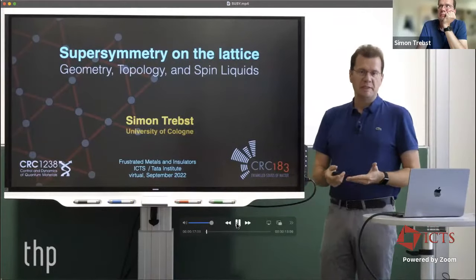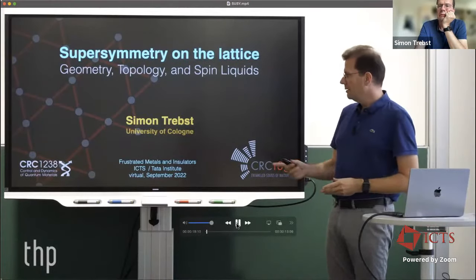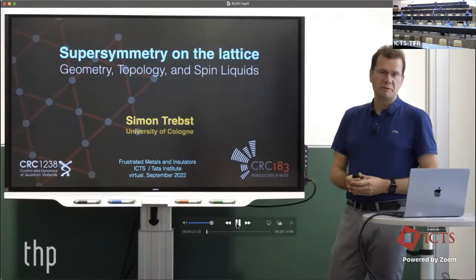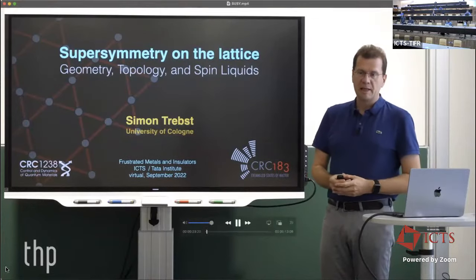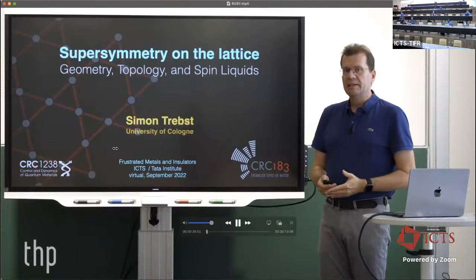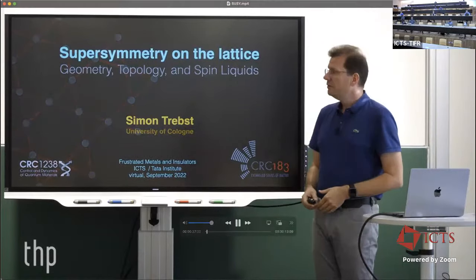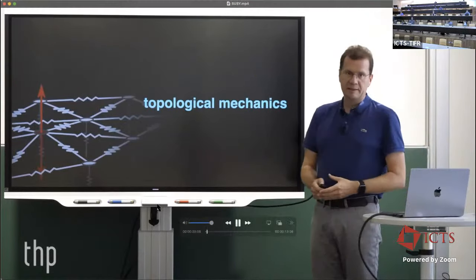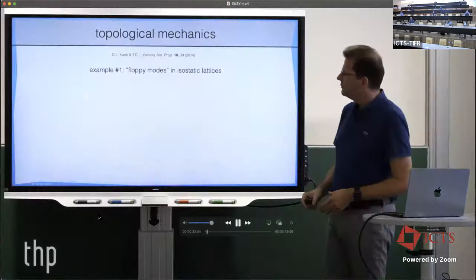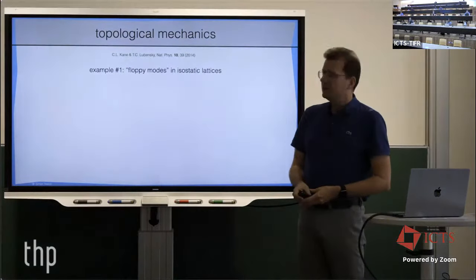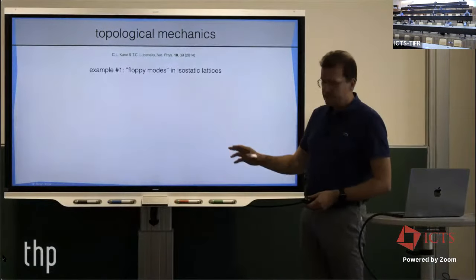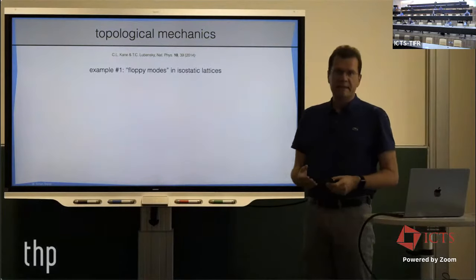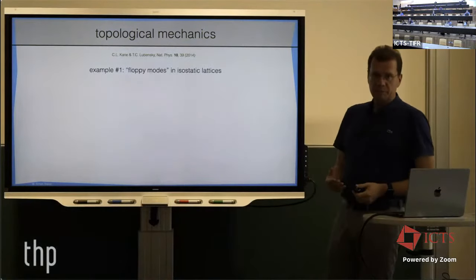The number of spin liquid states. My name is Iqbal, and I'm speaking to you from the University of Cologne. To enter the subject area, let me divert you to the field of topological mechanics. Topological mechanics was introduced by Charlie Kane and Tom Lubensky in a very influential paper in 2014, where they discussed isostatic lattices and their floppy modes.